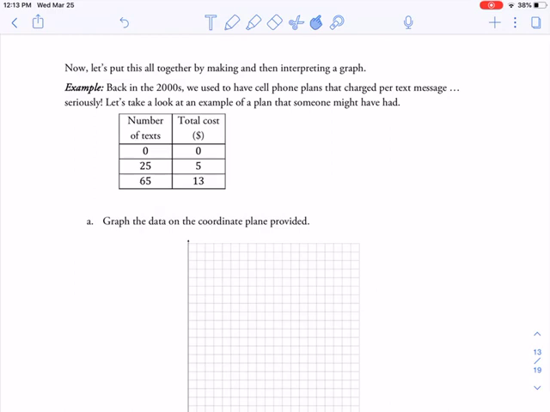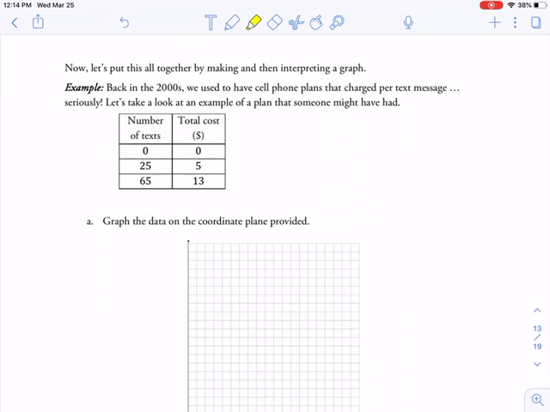So back in the 2000s, which is when I was a kid, although I was actually a small kid in the 2000s, and then I became a teenager towards the end of the 2000s. We used to have cell phone plans that charged per text message. Yeah, for real, which sounds crazy. But I wanted to make an example as a little bit of a throwback for me. So it used to be that if you texted, then you would get charged per text message, and that was crazy.